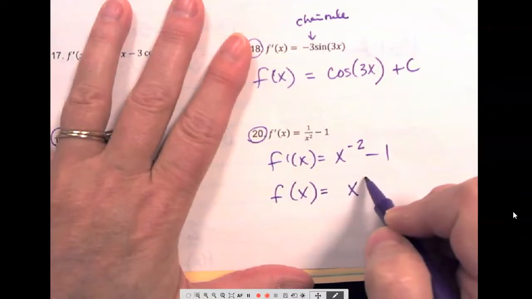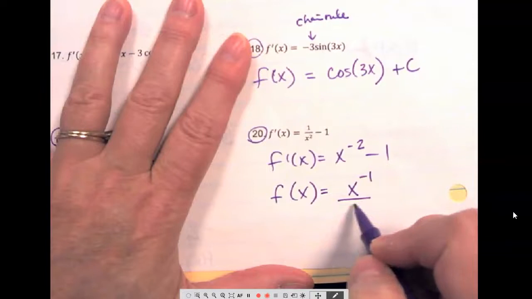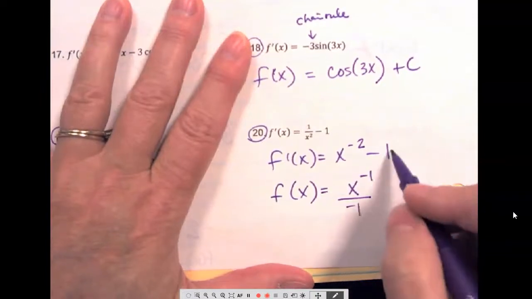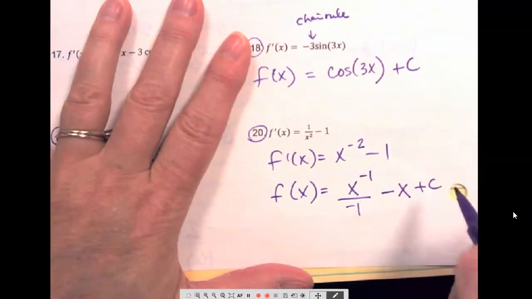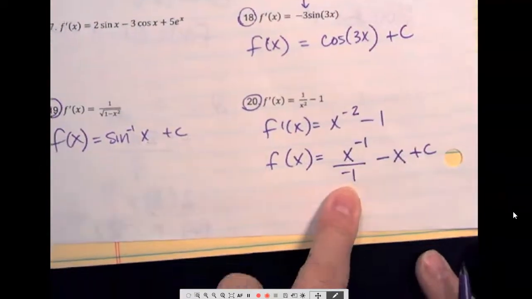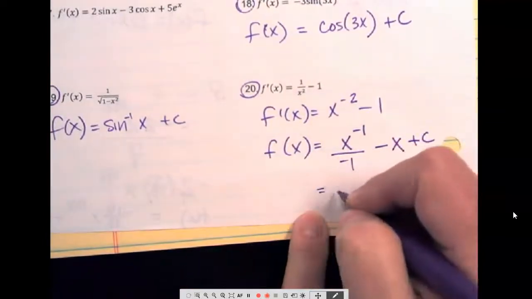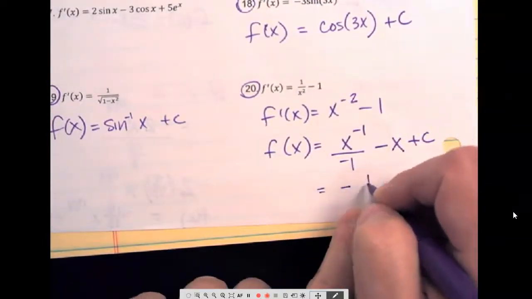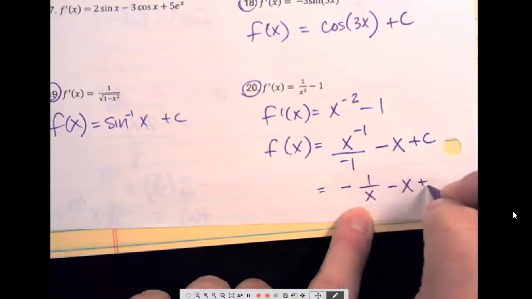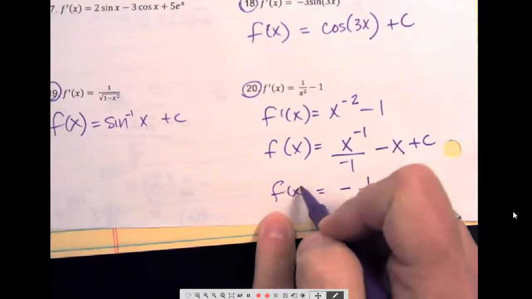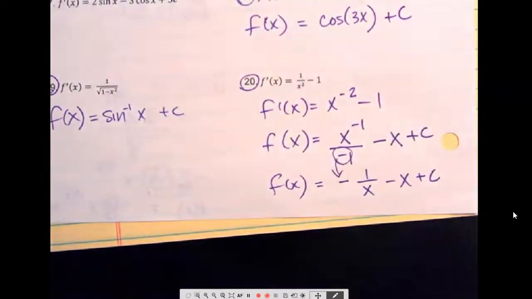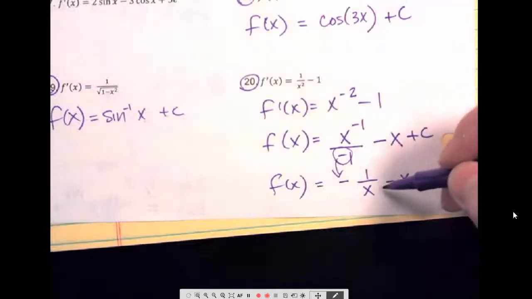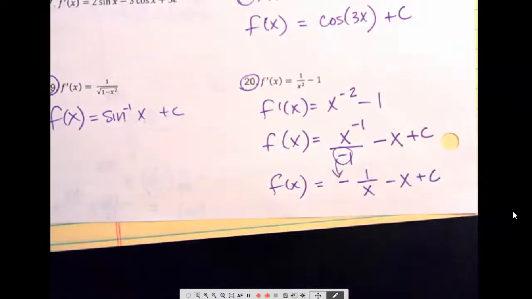Okay, so that becomes, what's negative 2 plus 1? Negative 1, but I have to divide by that exponent. Okay, antiderivative of negative 1 is negative x, and then there could have been a constant. So you can leave it like that or change it to negative 1 over x minus x plus c. This negative I just wrote out front. X to the negative 1, I made it 1 over x to the positive 1.